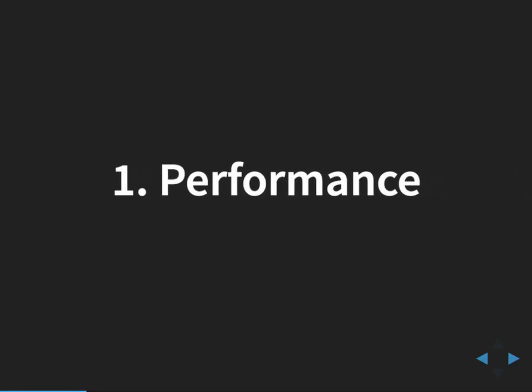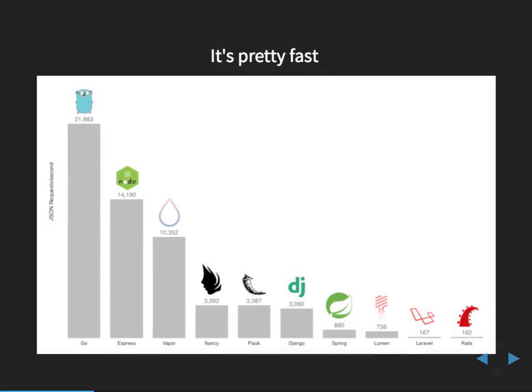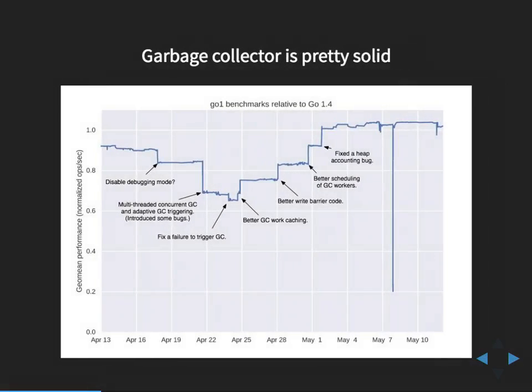And so there's three main reasons. The first one is performance. This is something that you would retain from using C or C++ and gain from any of the scripting languages. So Go is pretty fast. This is a kind of contrived example, but it was probably the prettiest visualization I could find. It's a benchmark of a very simple JSON over HTTP API, measuring the requests per second. For Go, it's 21,000 requests per second. Next one down being Node, and then below that, Vapor at 10,000 requests per second, which is Swift on the back end. The garbage collector is awesome.